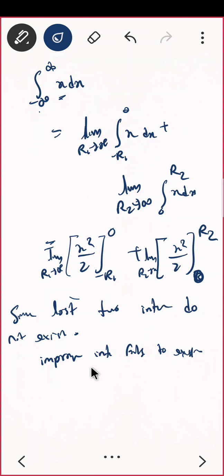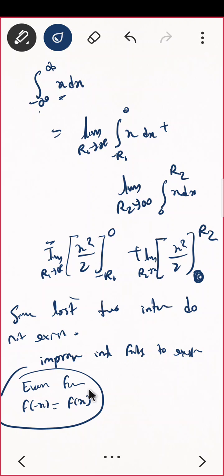No, this is f of x equal to x. If I'm talking about x square by 2, then this is an even function. When do we say a function is an even function? If your f of minus x is the same as f of x, then the function is called an even function. Yes?